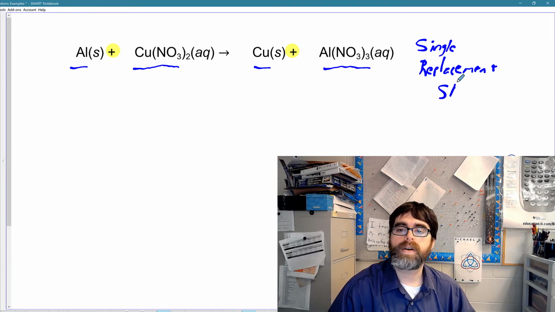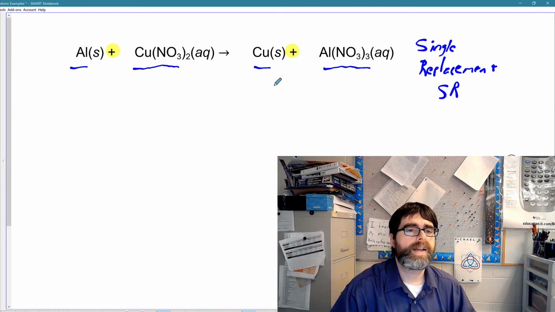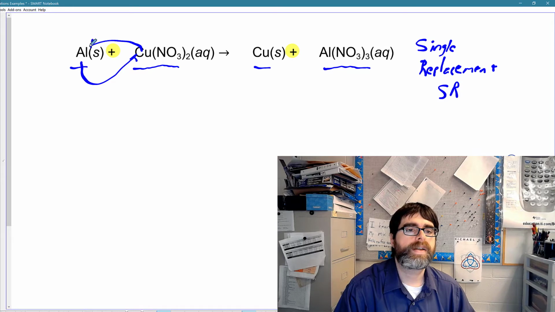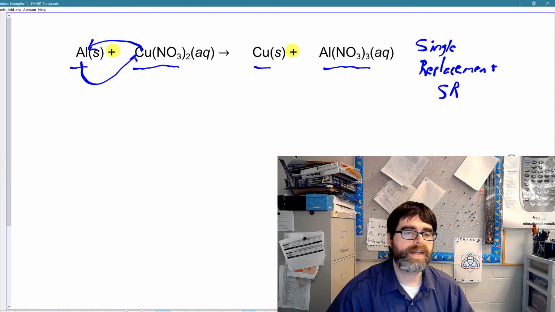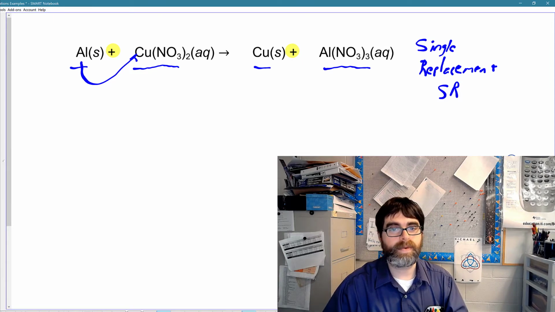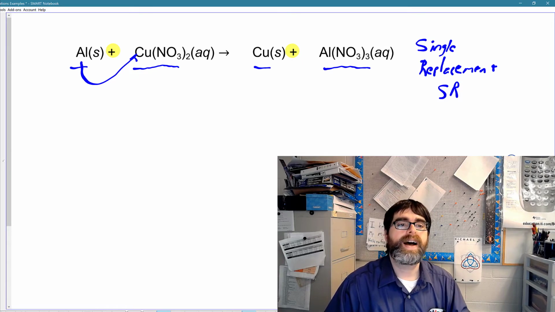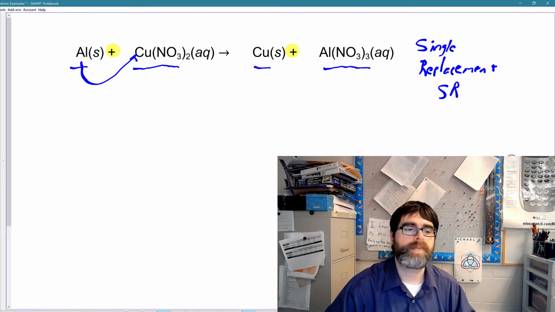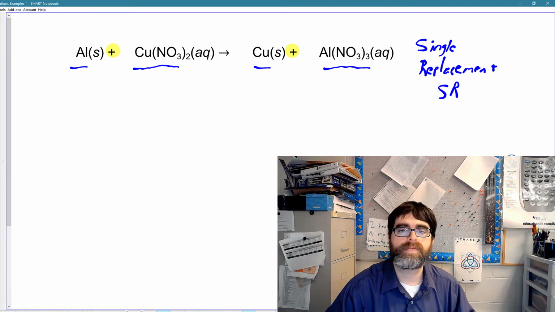or SR for short. I will point out as well with single replacements that what's going on here is that the aluminum is coming in here and replacing the copper, and the copper is just leaving. And so the copper is not really replacing the aluminum because the aluminum wasn't part of something else. And so we have just one thing taking the place of another thing, and that's what makes it a single replacement reaction. From there, we need to balance this one.